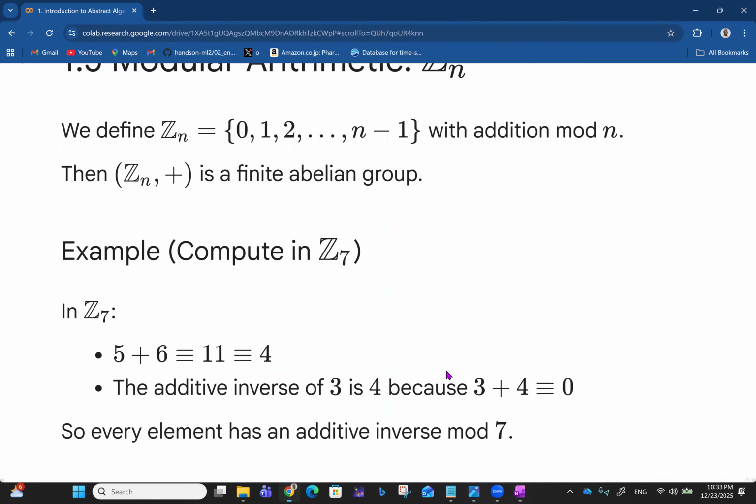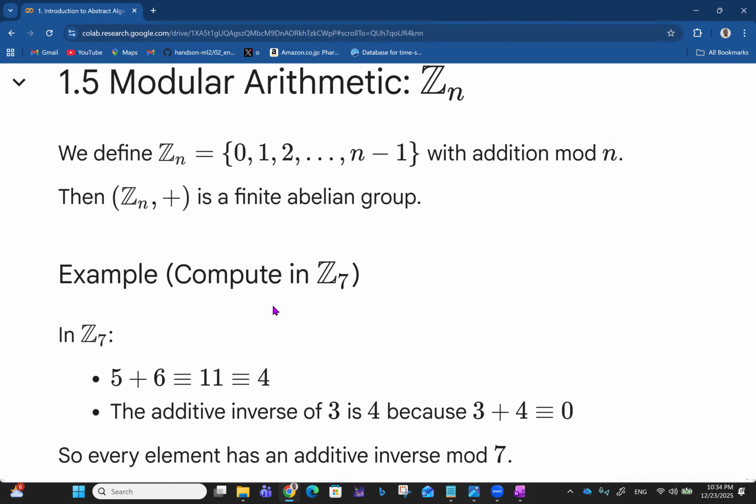Anything that is bigger than 7, you have to divide by 7 and take the remainder alone. So in Z7, we have 5 plus 6 to be 11 normally, but 11 divided by 7 is 1, remainder 4. That remainder is what you have here. So 5 plus 6 in Z7 will be 4, and it is contained in this group, as you can see right here. Then the additive inverse of 3 is 4, because 3 plus 4 gives you 0 under modular addition. So every element has an additive inverse mod 7. This is a very good example of a group under modular arithmetic.